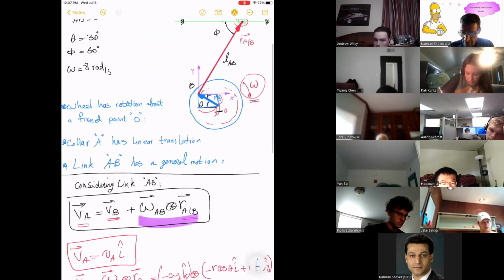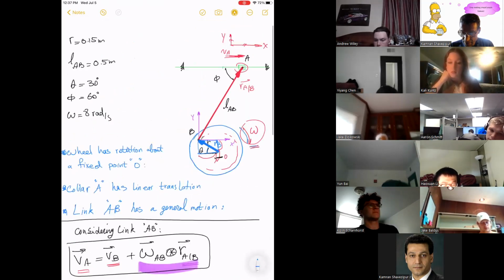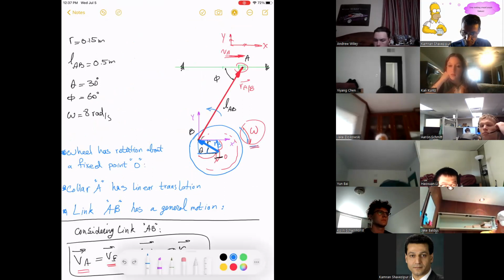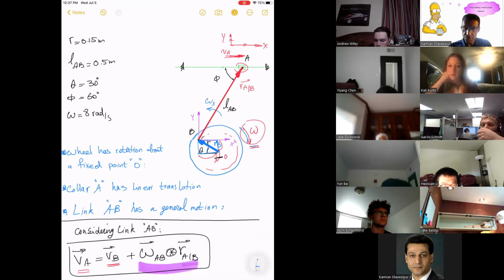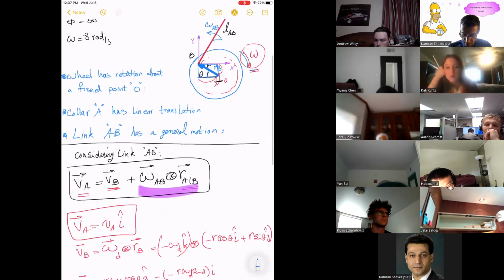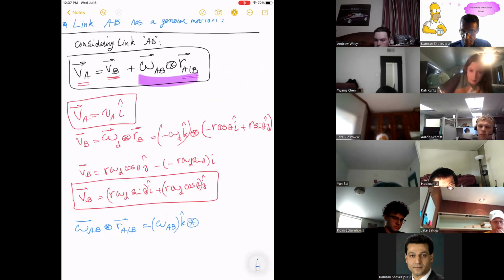If this rotates this way, omega AB could be this way or that way. It's hard to predict, right? And omega AB is an unknown value. So how about if I just suppose omega AB is positive? If I get a positive number, I am right. If I get a negative number, it's the other way, right? So with this direction I have, omega AB is positive. So it's going to be omega AB K cross RB with respect to A.